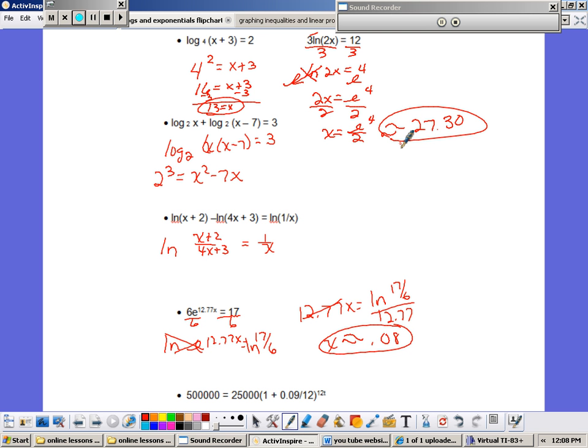Okay. 8 equals x squared minus 7x. Anytime I have an x squared, everything goes to one side. So x squared minus 7x minus 8 equals 0. So x minus 8, x plus 1 equals 0. X is 8, x is negative 1. So we're getting into all different kinds of things that we already did.